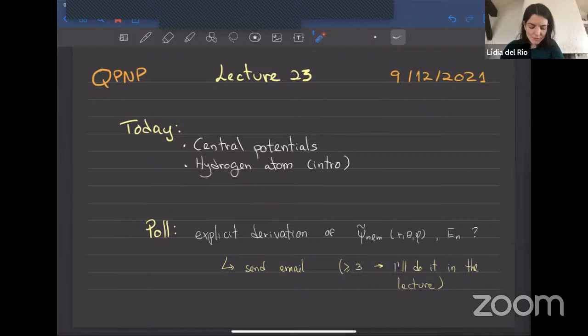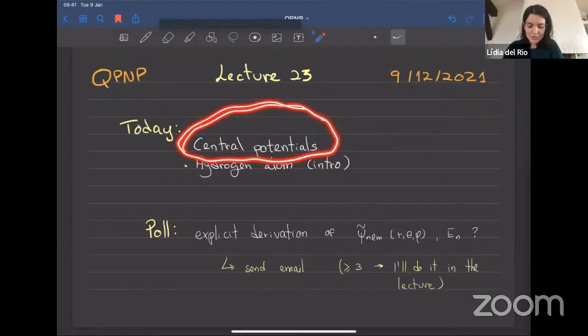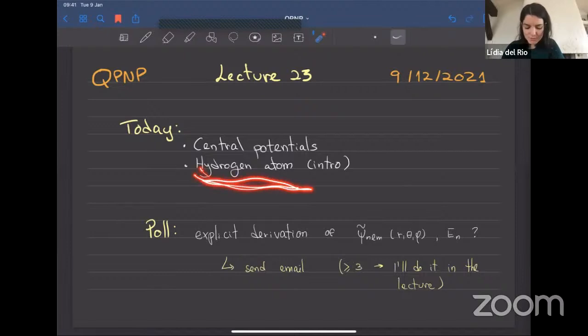Today, we will continue talking about angular momentum, and this time we'll finally talk about the central potentials that we saw, of which an example is the hydrogen atom. So I think today we only have time to maybe start introducing the problem of the hydrogen atom. At some point we'll end up with a huge differential equation for the hydrogen atom.